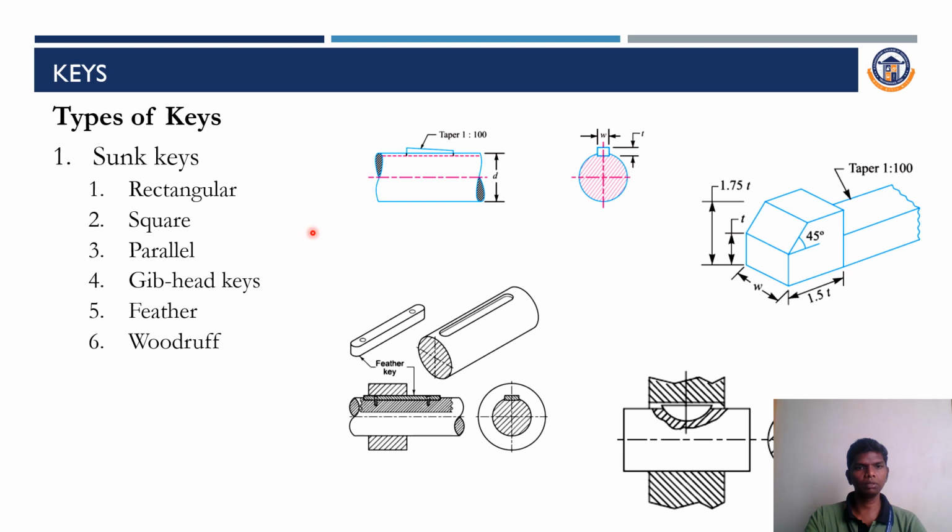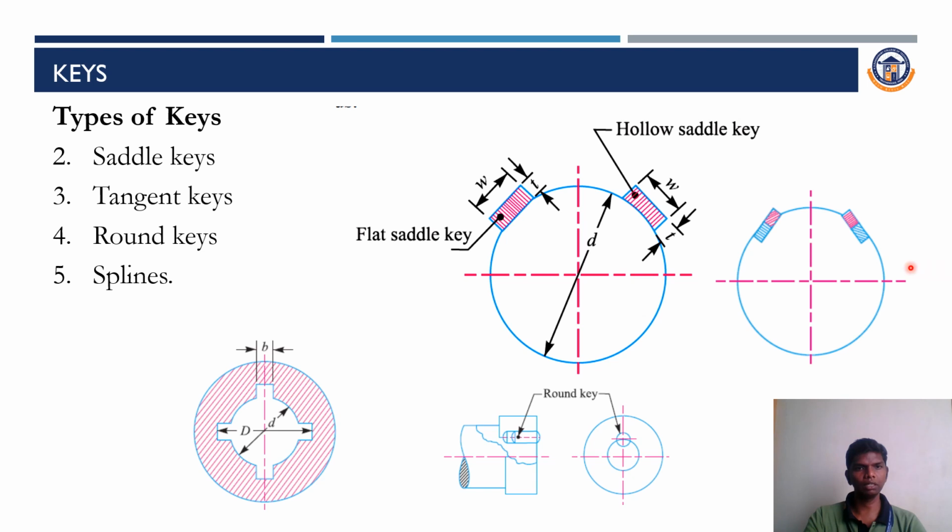Here are some diagrams of keys. See the types of keys. The first type is sunk keys: rectangular, square, parallel, feather, and Woodruff keys. Look at this diagram. The second type of keys are saddle keys, tangent keys, round keys, and spline keys. So these are some diagrams for keys.